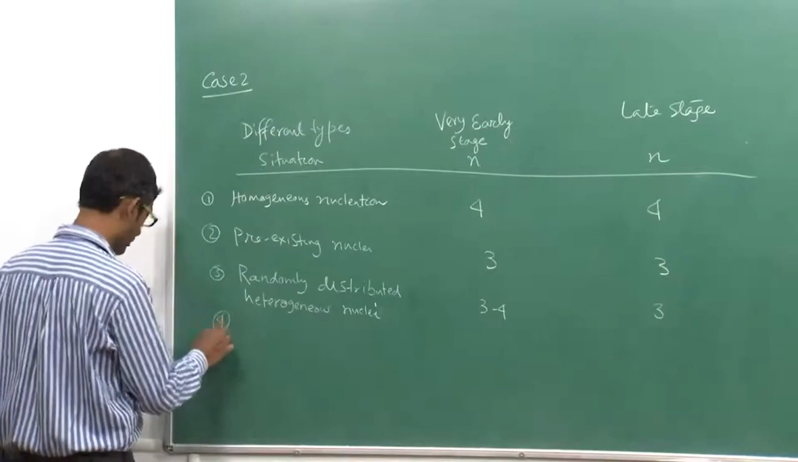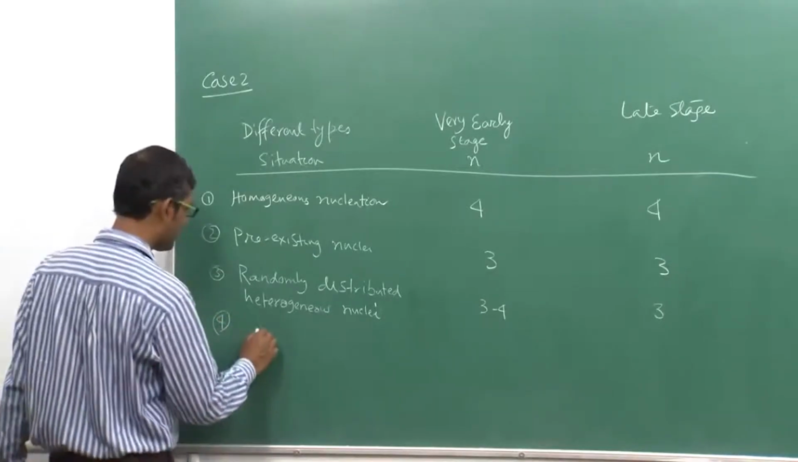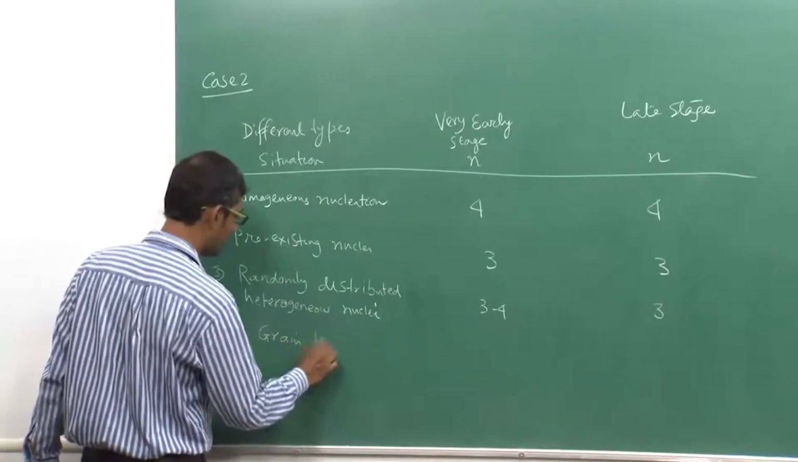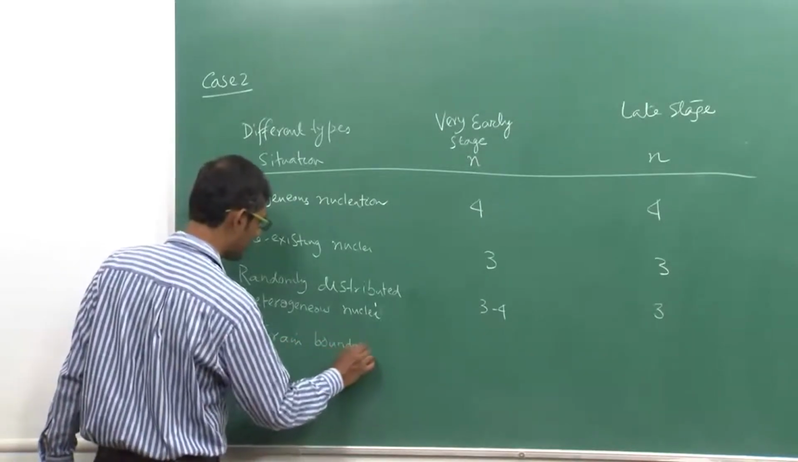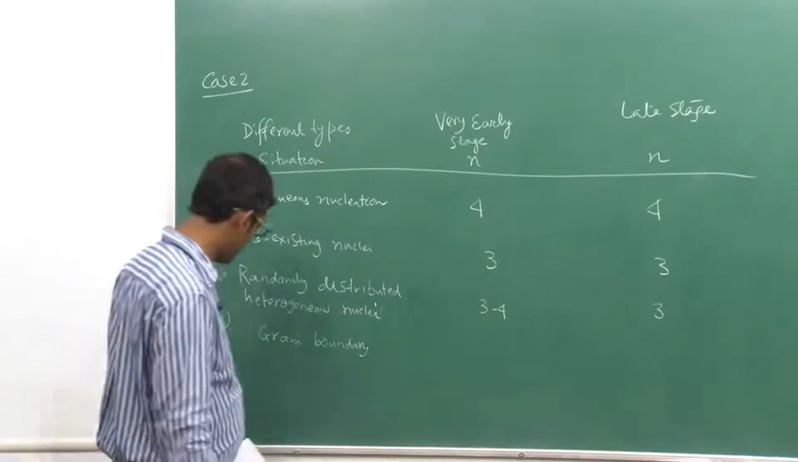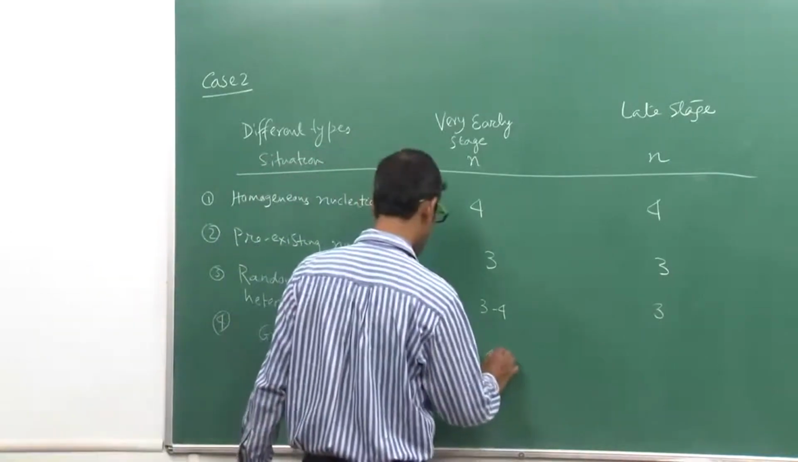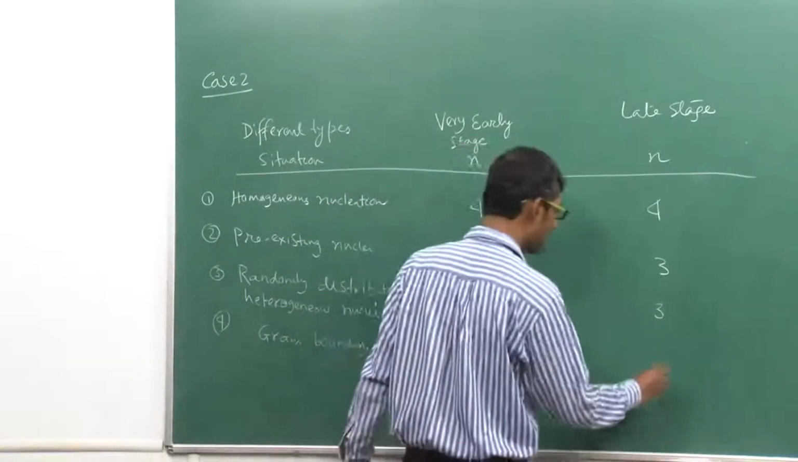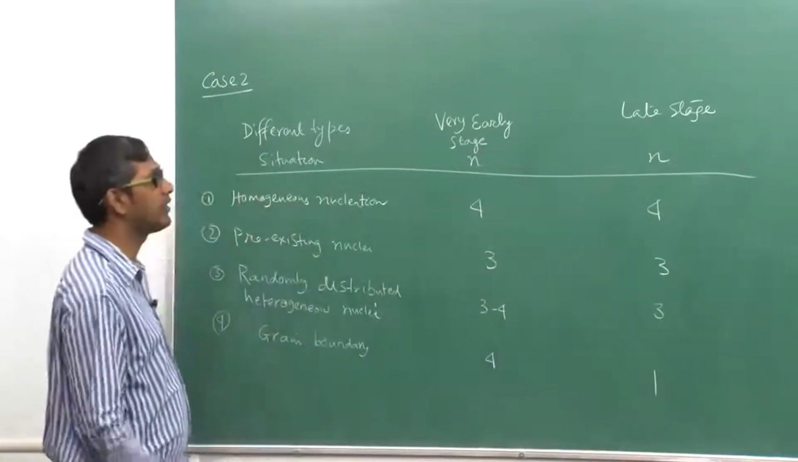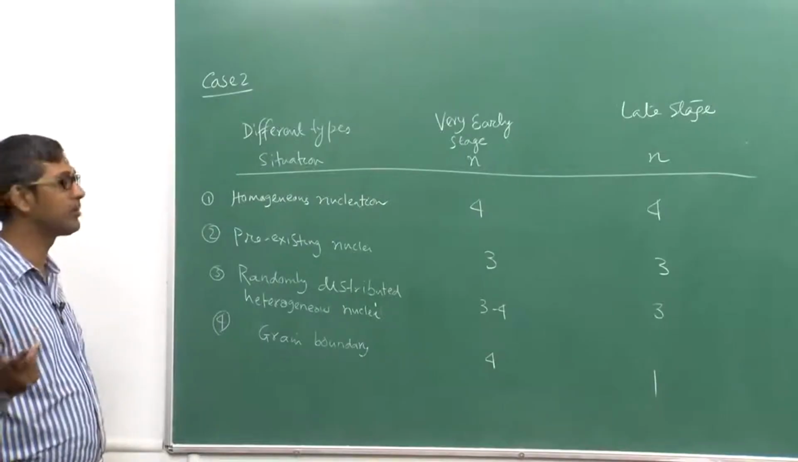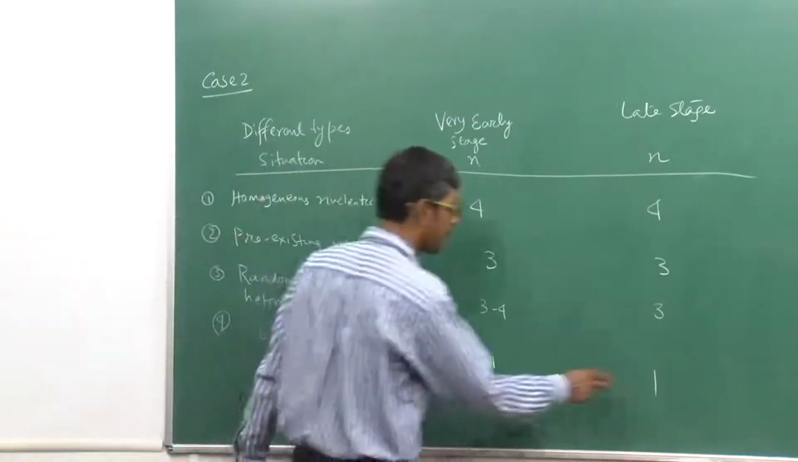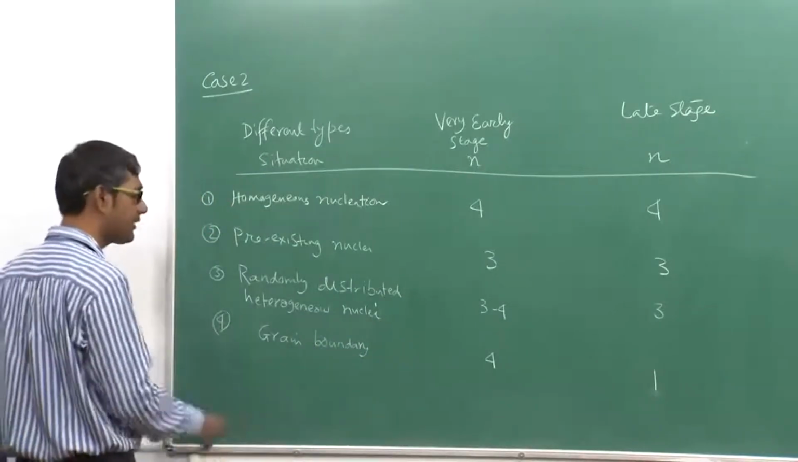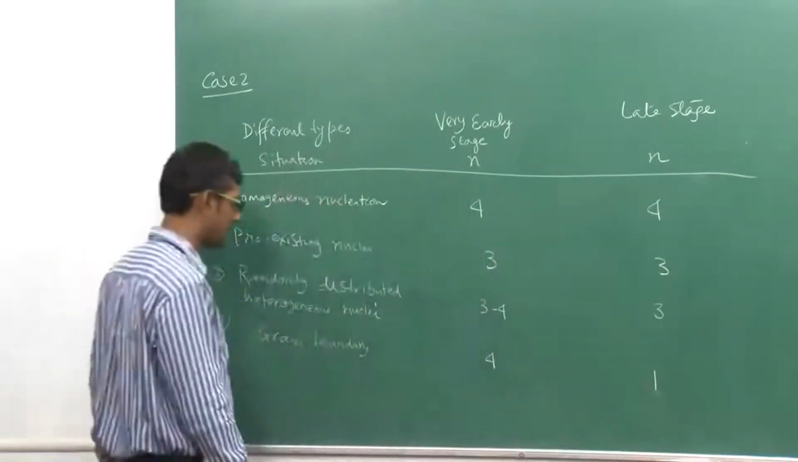Now situation 4 is basically nucleation along grain boundaries. So I simply write grain boundary. So what will happen? If it is along grain boundaries, obviously initially both nucleation and growth can happen. So that is why it is 4, but at a later stage it will be 1. That I told you, when all the grain boundaries are filled by the nuclei, nucleation is no longer possible, and growth can only happen perpendicular to the grain boundaries. So that is why its n becomes 1. This is a very special case.